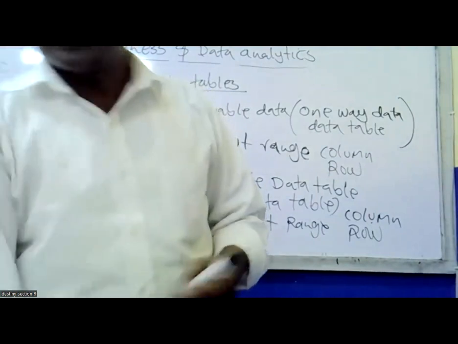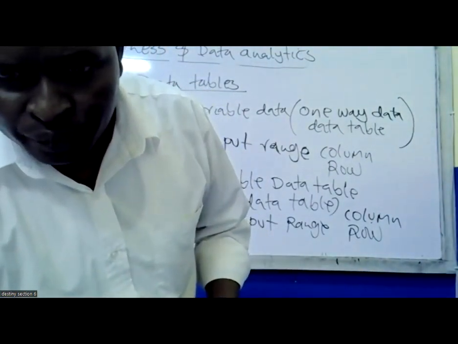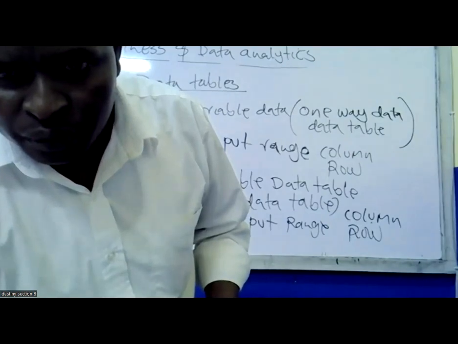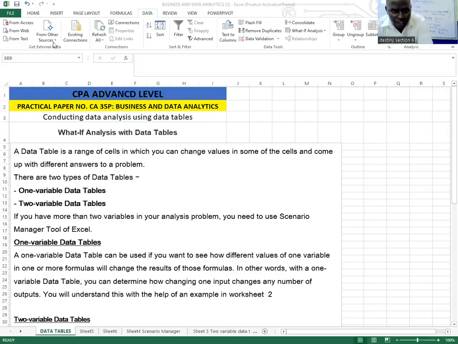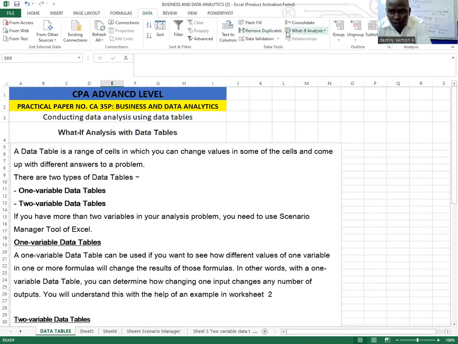So when you come to Data, okay, let me just share the screen. So students, I'm talking about this feature. It is under Data, and then What-If Analysis. Under What-If Analysis, we have the Scenario Manager, we have the Goal Seek, and then we have the Data Table. So that is what I'm talking about. I'm talking about the data tables.